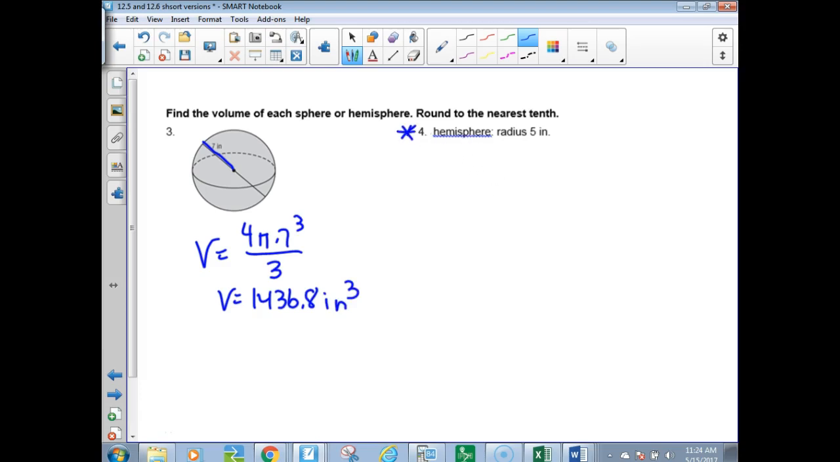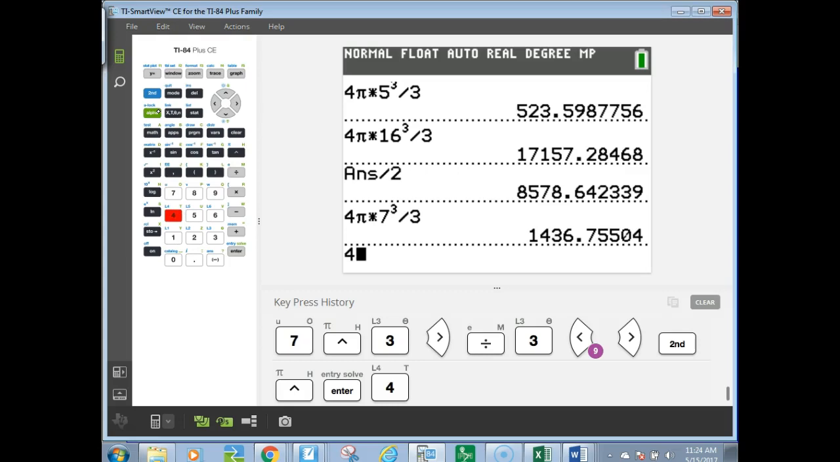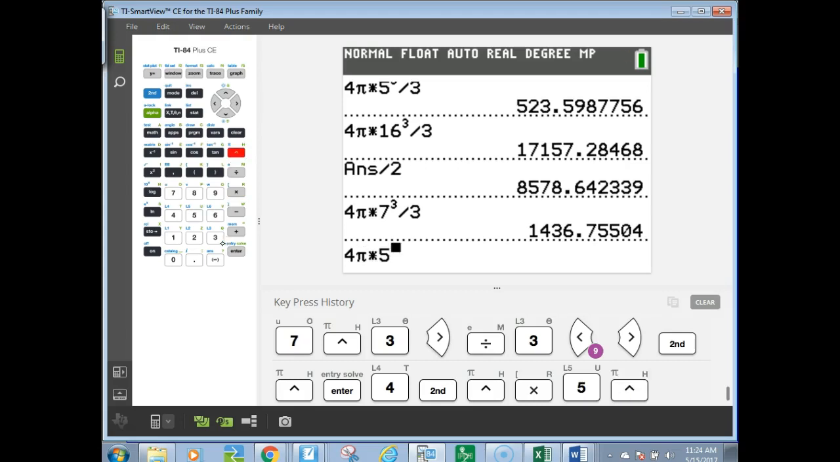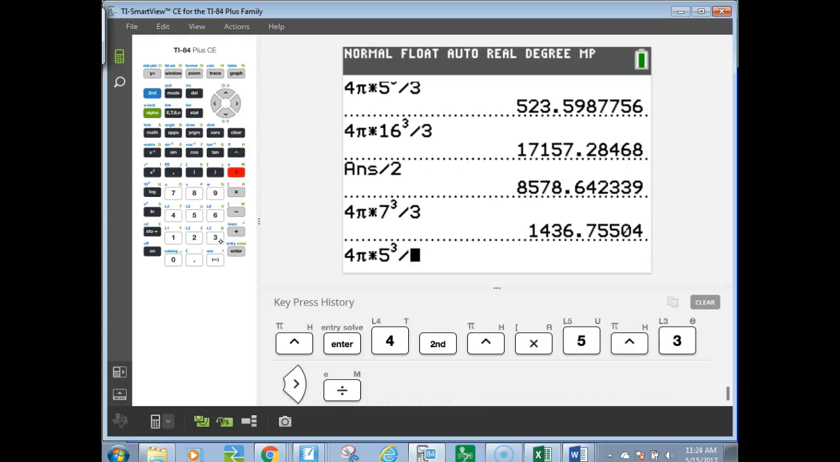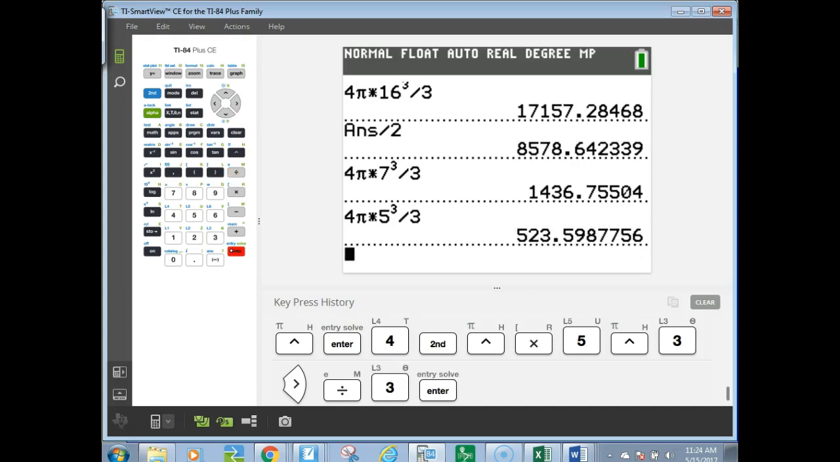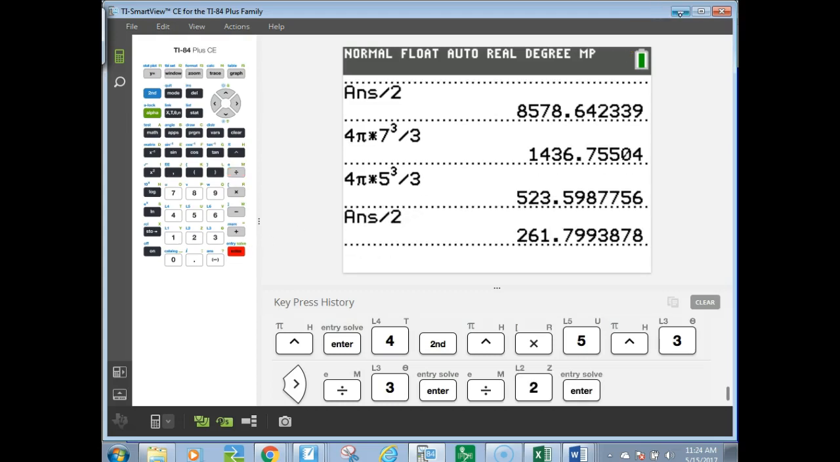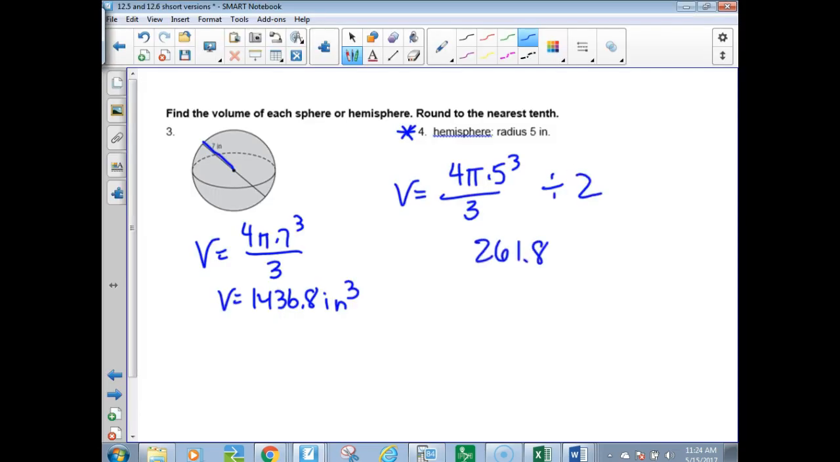In a hemisphere, hemisphere is only half a sphere, so it's going to be 4 pi times 5 to the third divided by 3, and then divide that by 2. Calculate it, please. You already did it? Is that radius 5? And then you got 523 point something. You have to divide that by 2, though, because it's only half of a sphere. 261.8 cubic inches.